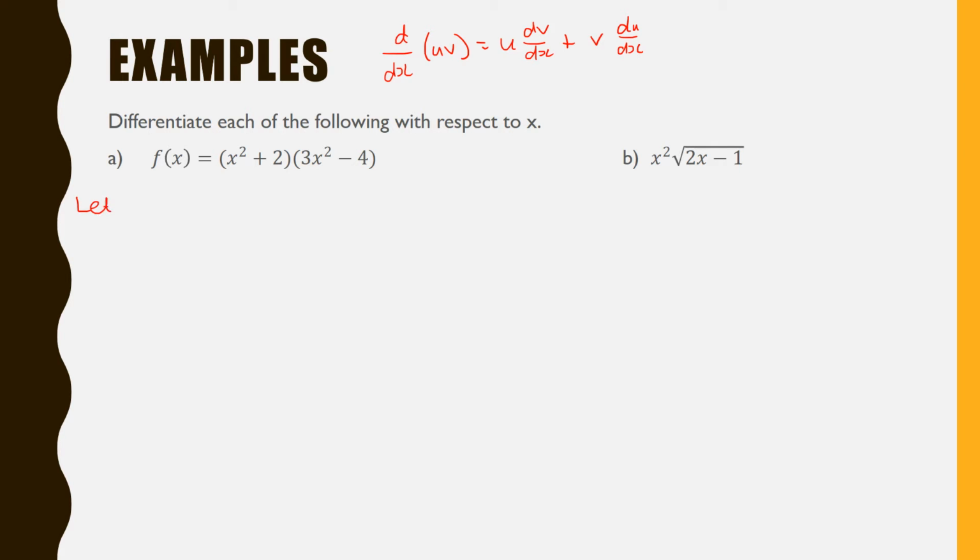We would need to let the first part, because remember there is a multiplication sign when not written in between our two separate functions here. So we let u equal our first function and we let v equal our second function. We differentiate these using our techniques that we already know and that we've used previously. The derivative of x squared is 2x, derivative of 2 is 0. Then I differentiate dv/dx. The derivative of 3x squared, I multiply by the power, gives me 6, subtract 1 from the power is x.